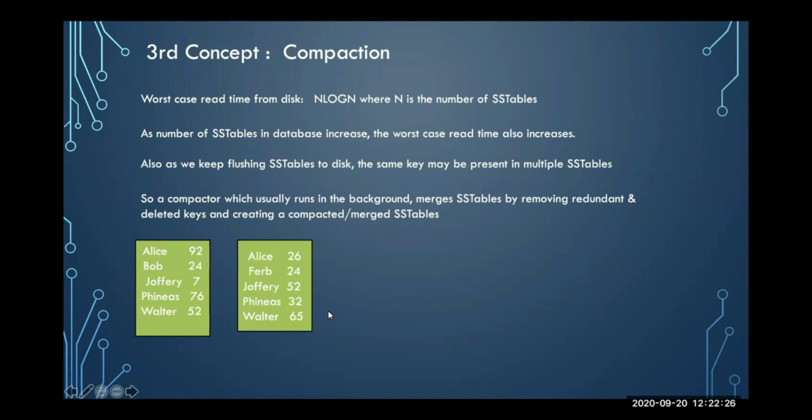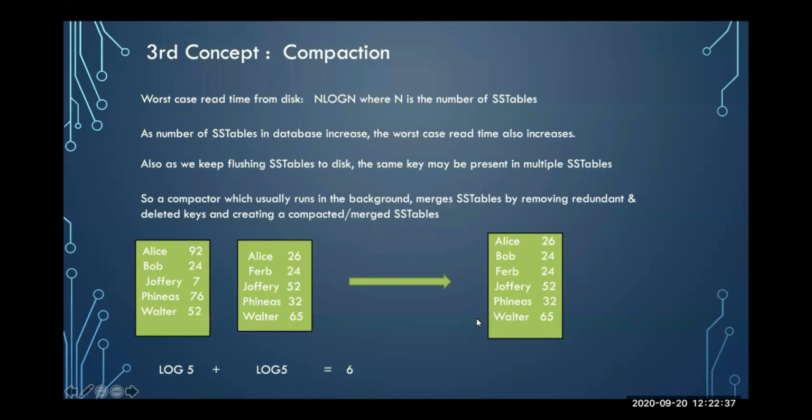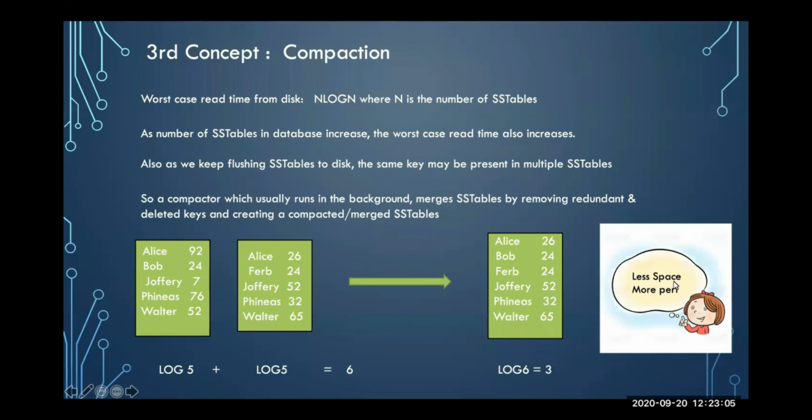If you want to search from these two SS tables, the read time will be log 5 plus log 5, which is equal to 6. But if you compact them into a single SS table by removing the redundant values, the read time decreases to log of 6, which is 3. So 6 operations versus 3 operations, which is a huge performance gain if you think in terms of when the data is in petabytes or terabytes. So the obvious advantages are it takes up less space and also the performance increases.